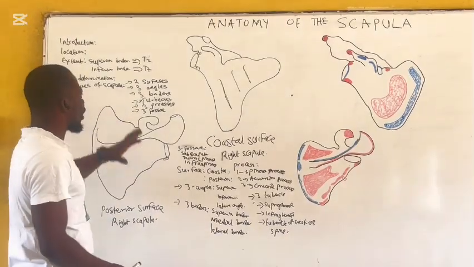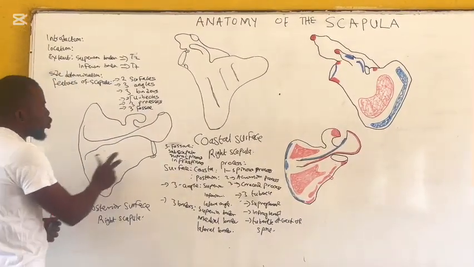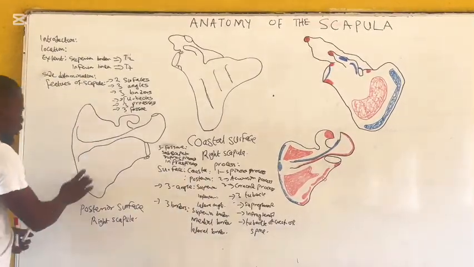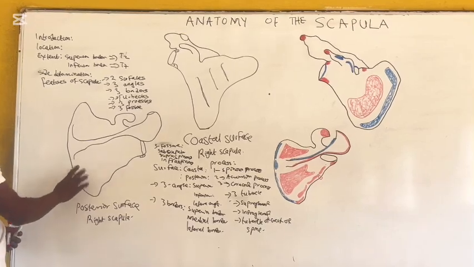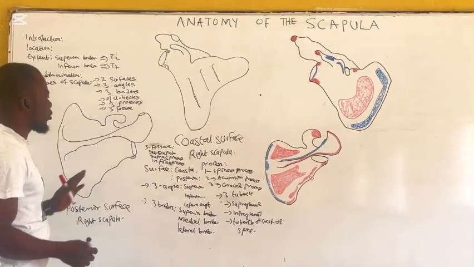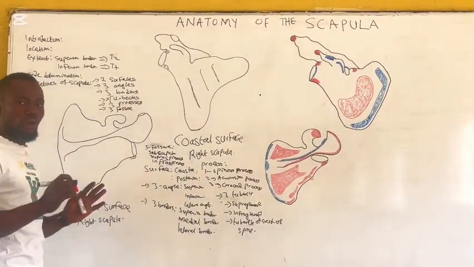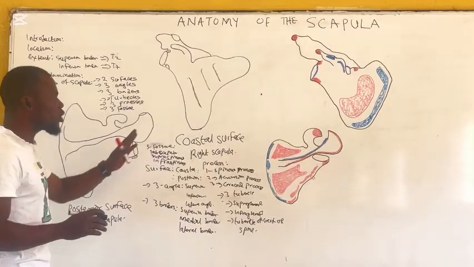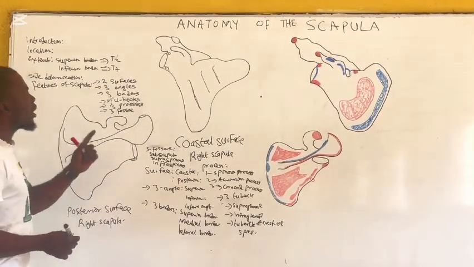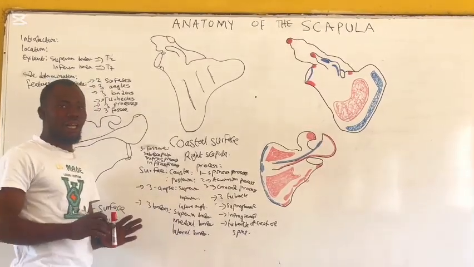So the features of the scapula can be easily summarized or easily understood by these two diagrams here. This is the costal surface of the right scapula, and this is the posterior surface of the right scapula. Now, we said that the scapula has two surfaces. This is the costal surface and the posterior surface. Those are the two surfaces that the scapula has. The costal is also the same thing as the anterior surface of the scapula. It has three angles. The three angles are the inferior angle, the superior angle, and the lateral angle.